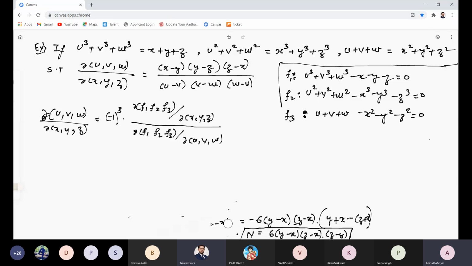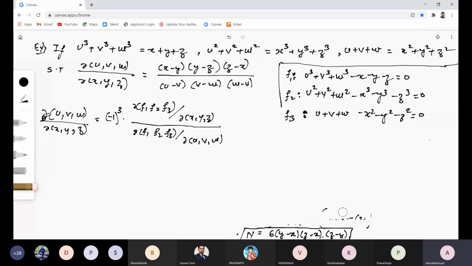Sir, yes. Instead of solving like this, with some other properties of determinant we can directly reach the final answer without that much calculation. Fine. You can do that. Thank you.